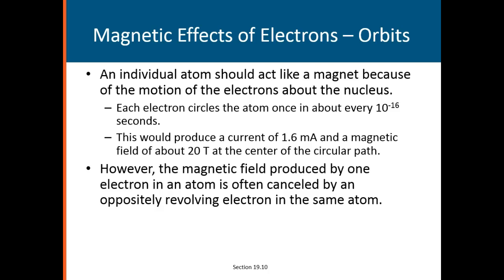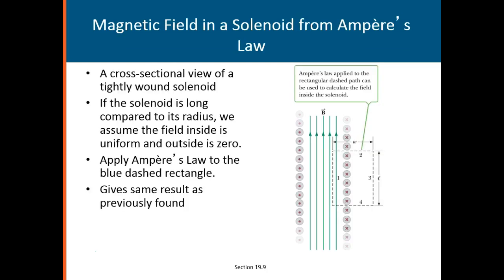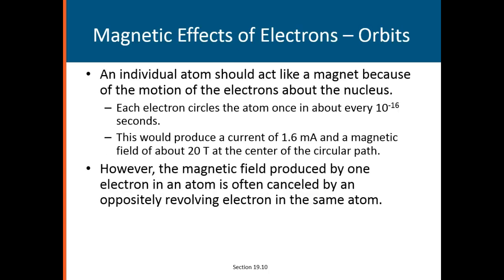All right, now my mark here is that we're in 19.10, and that's what it says here: Magnetic effect of electrons, the orbits. We had just finished Ampere's law, and I think we've gotten that covered. Okay, so here we are in 19.10. A very good year, by the way. Magnetic effects of the electrons, the orbits.